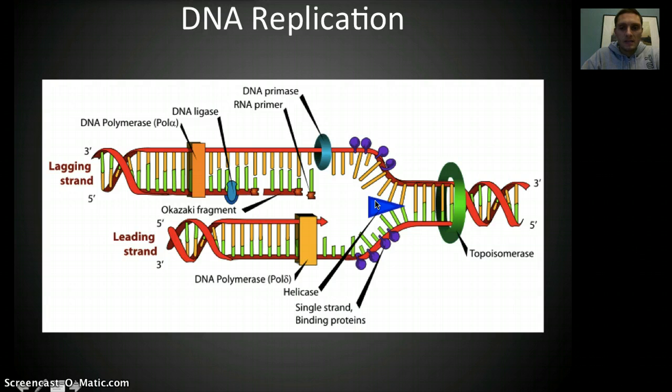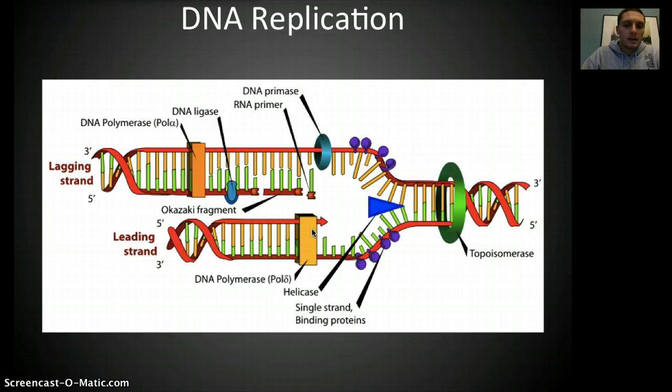Once the DNA has been separated, we have two different strands here. We have the leading strand and the lagging strand. Let's talk about the leading strand first. DNA polymerase III is the molecule that's responsible for adding new nucleotides to our original strand. In our leading strand here, the green is our original, or the parent strand, and the yellow are the new nucleotides that are being added. Polymerase comes along here and adds new nucleotides to our strand.